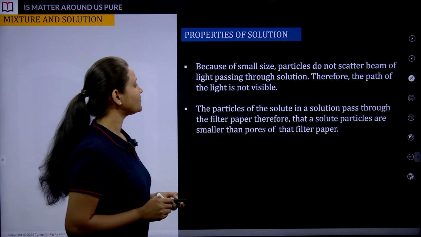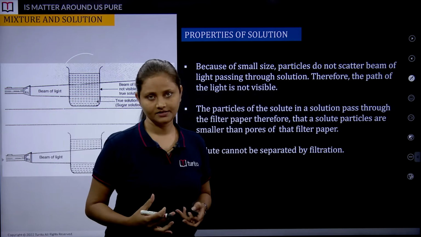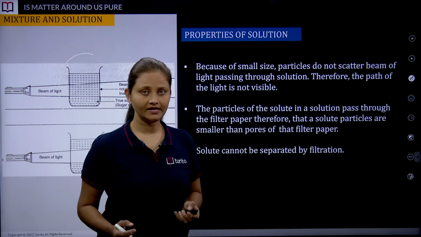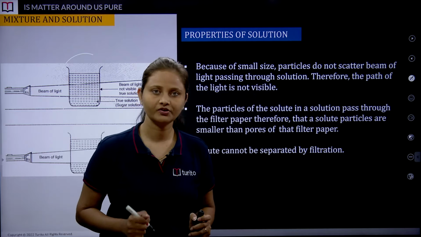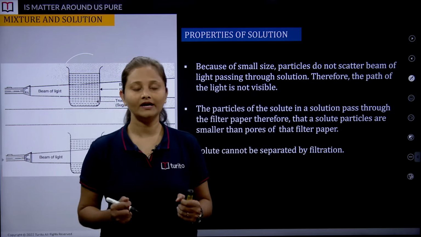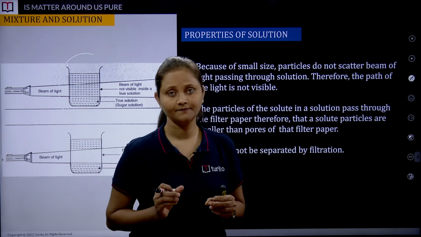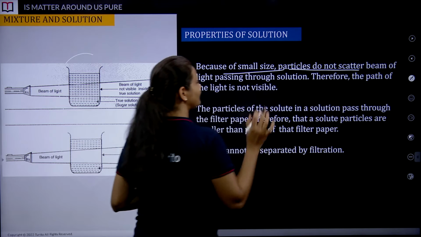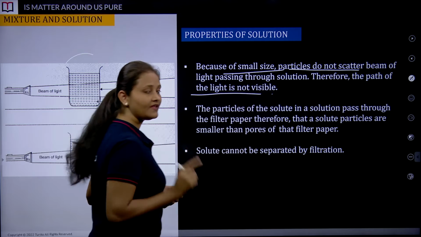There were some properties which we have seen, like the true solution is not going to scatter the light. When we pass a beam of light through a true solution, what happens there? We don't see the scattering of light. Whereas we are going to understand a new type of solution in today's class, which is the colloidal solution. There we observe that the particles present in the colloidal solution scatter the beam of light. Students, the name of this scattering of light is the Tyndall effect, right? We have talked about the Tyndall effect. Because of small size, particles do not scatter the beam of light passing through the solution. Therefore the path of the light is not visible. That is the next property.